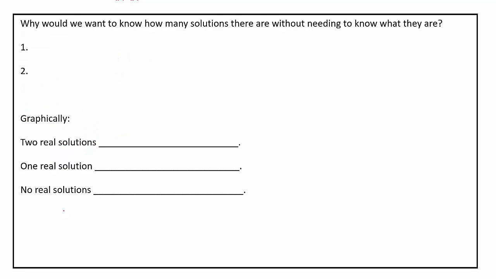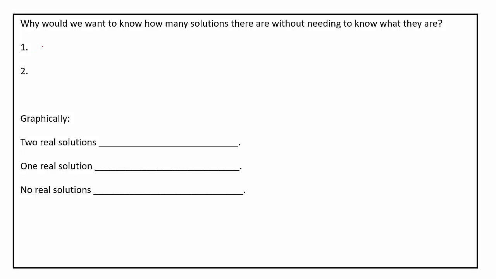So one question to ask maybe is, why would we want to know how many solutions there are and why would we need to know that information but not need to know what they actually are? And there's 2 main reasons that I can think of, at least, that I wanted to share with you.